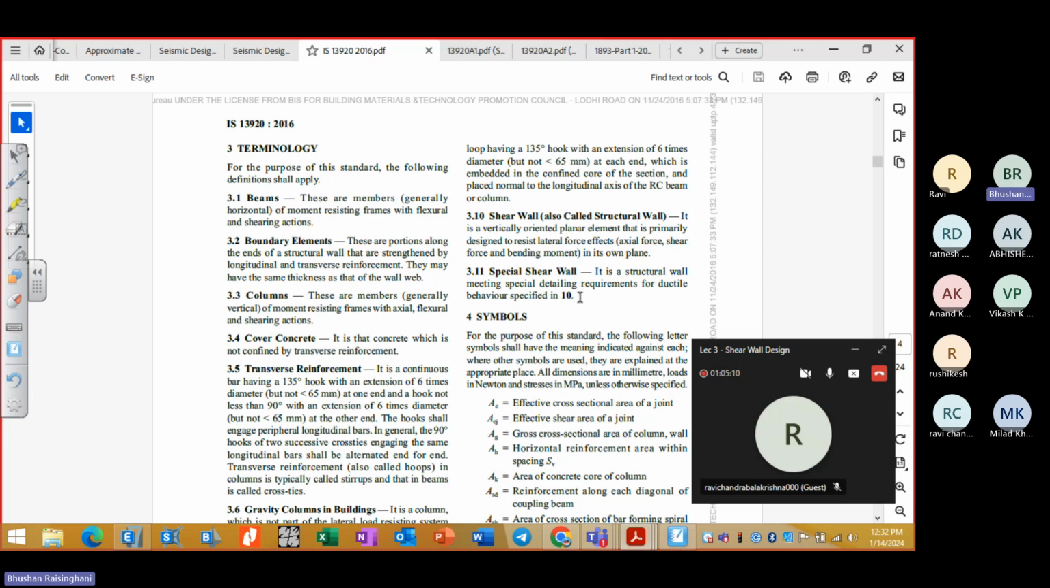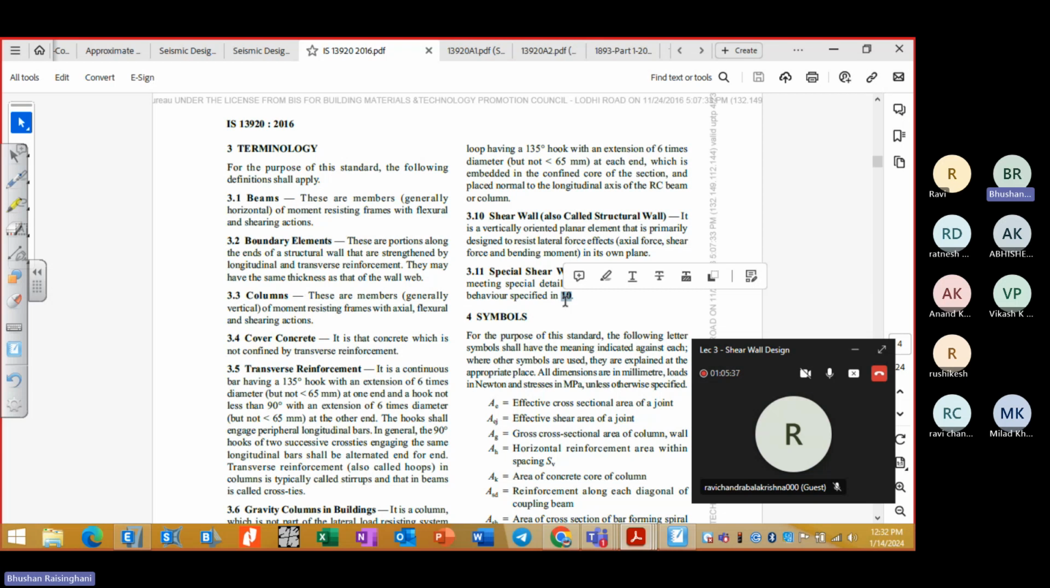So the difference between a ductile wall and an ordinary wall is the ductile detailing. If you are following Section 10, you are designing a special shear wall. Otherwise, you are designing an ordinary shear wall. For the ordinary shear wall, the spacing of the stirrups, that is the horizontal reinforcement, will be different, and your horizontal reinforcement as per Section 10 will be different.